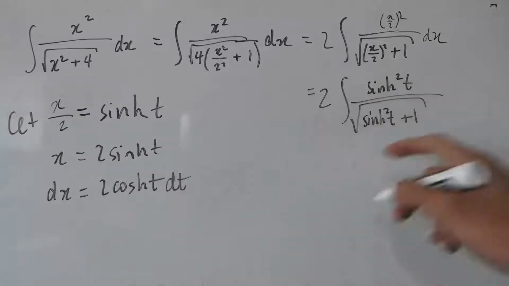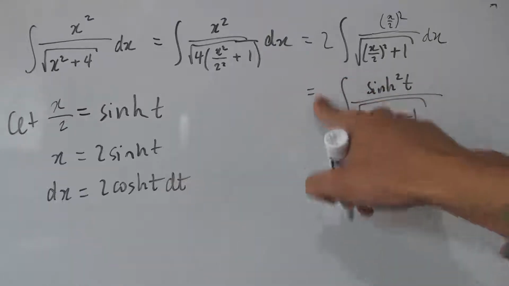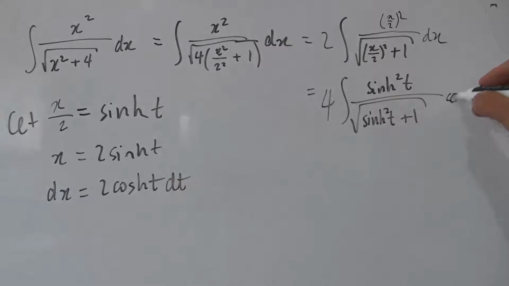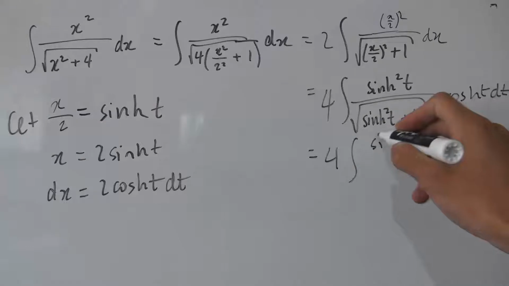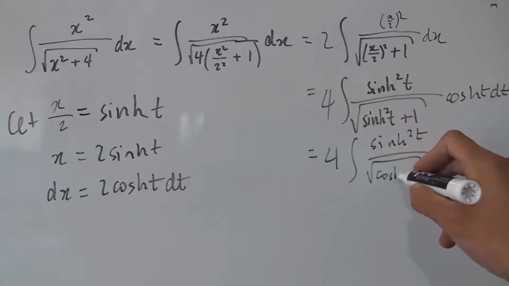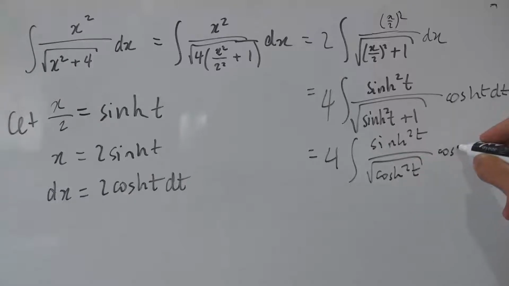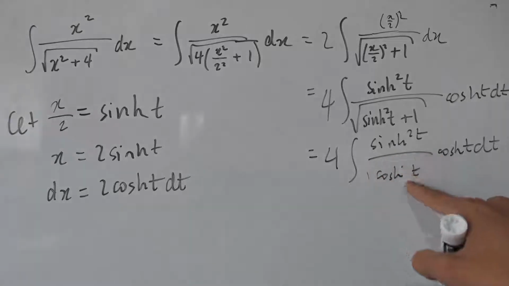and dx turns into 2 cos t dt. So I'm just going to bring the 2 out because it's a constant, so we're going to get 4 out here, cosh of t dt. Alright, so now we have this identity we can work with here. So this now just becomes the square root of sinh squared of t over the square root of cosh squared of t, cosh t dt. And notice that we have a squared and a square root here, so this just becomes absolute value.